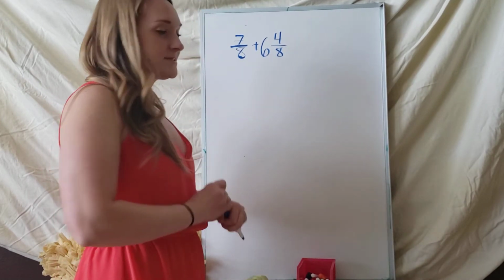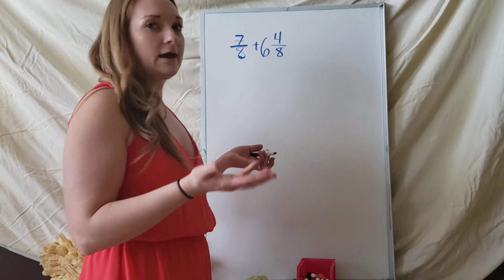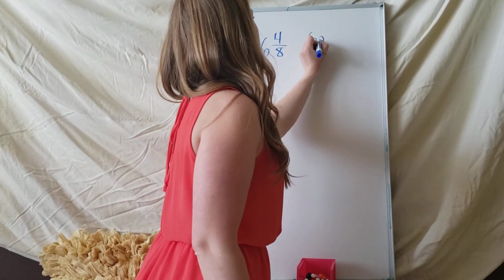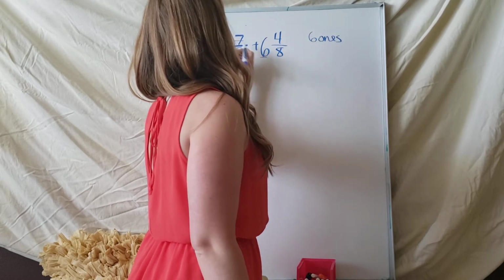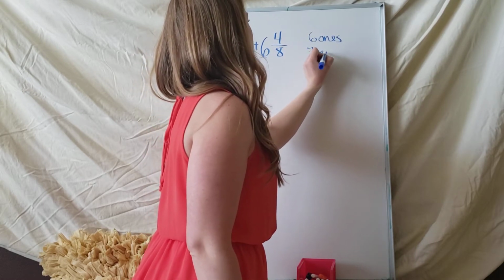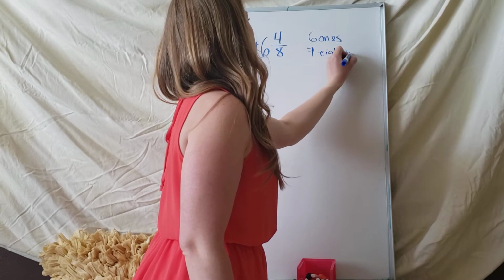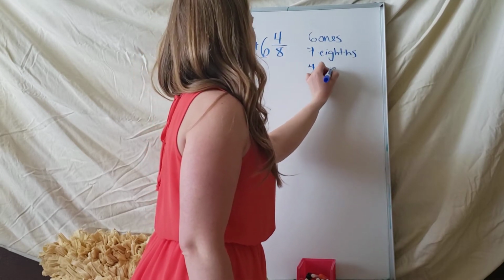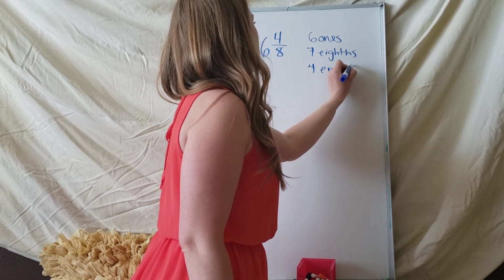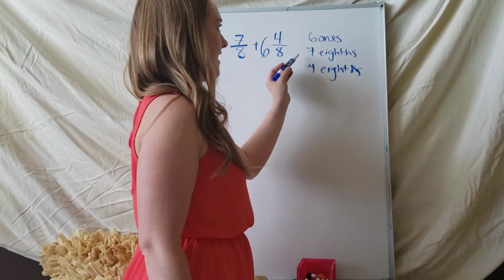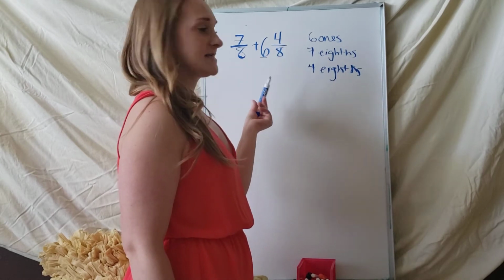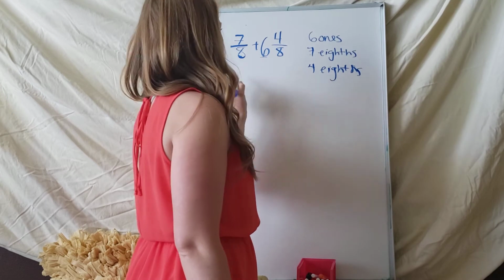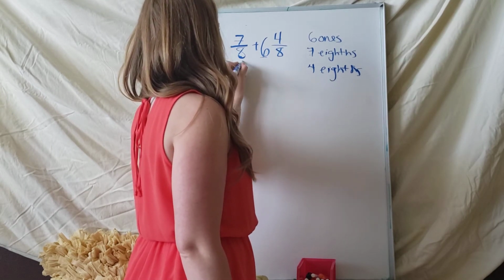So the first thing I want to do, remember, is look at what kind of units I have here. I have 6 1s, I have 7 8s, and I have another 4 8s here. Just like we said before, we can't add the 6 1s to anything else. That's all I have right now. But I can add the 7 8s and the 4 8s, so I'm going to start with that.